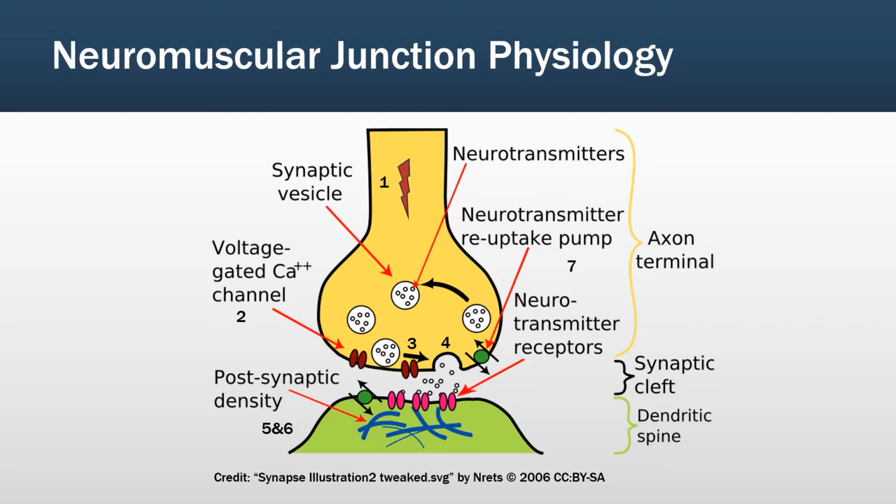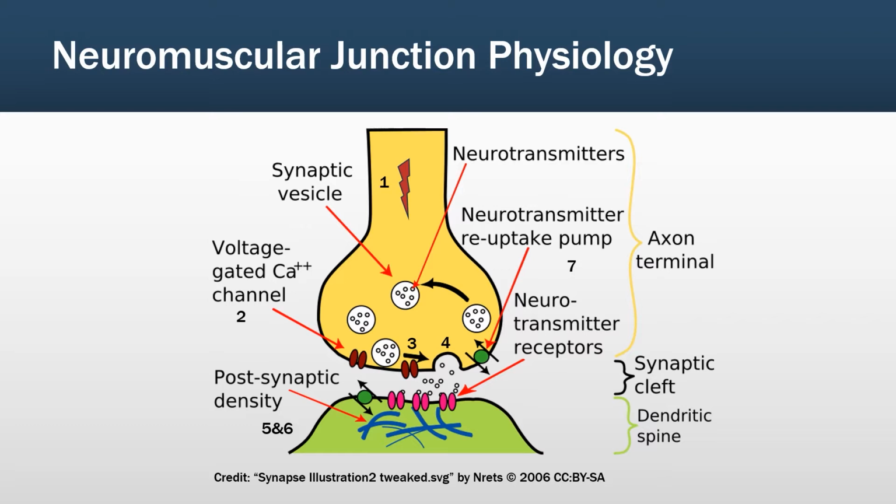Number 3, the increase in the intracellular calcium concentration triggers the fusion of the synaptic vesicles with the nerve terminal membrane. Number 4, once fused with the nerve terminal membrane, the vesicle releases its contents into the extracellular space, also known as the synaptic cleft. The chemical or neurotransmitters, in this case acetylcholine, are released and then bind to the corresponding receptors on the postsynaptic surface, which is the motor end plate.